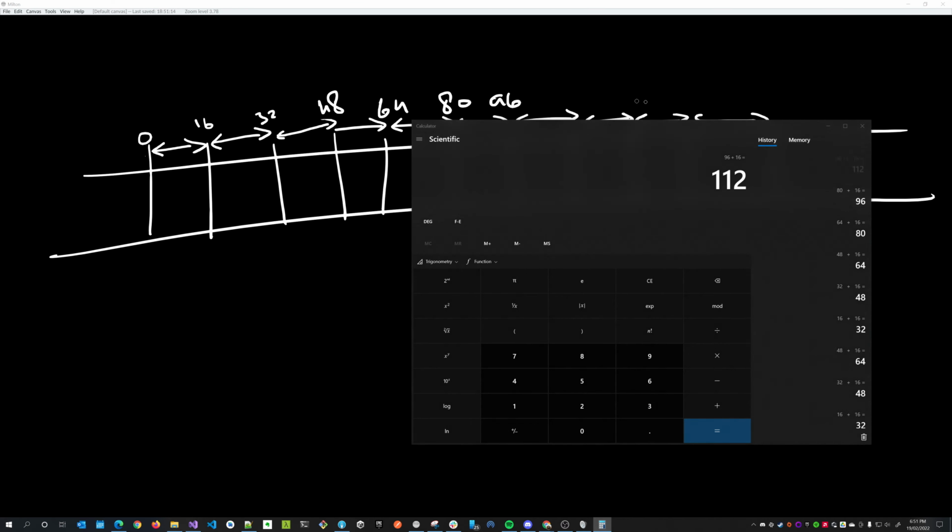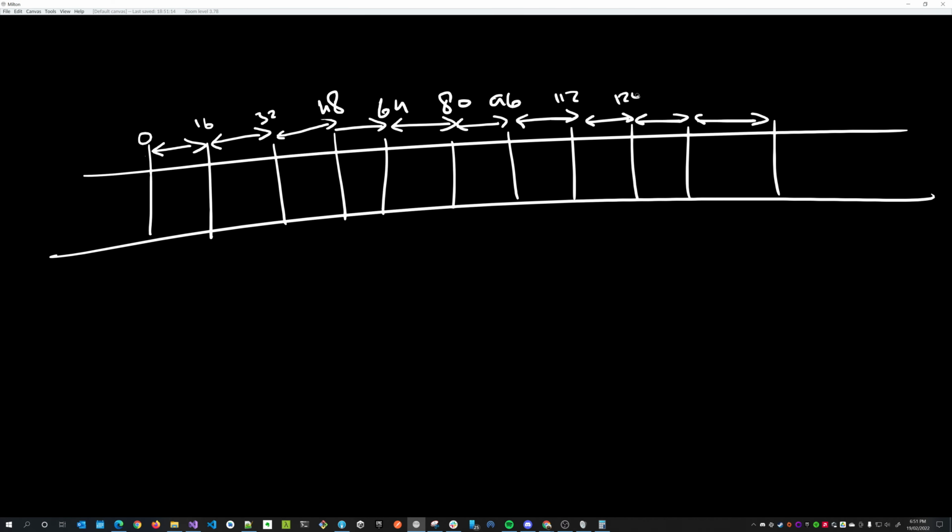Right? 112, 128, 144, and 160. How many do we have? We have 1, 2, 3, 4, 5, 6, 7, 8, 9, and 10. Those are 11 cells. We need only 10 cells. And end up connecting.